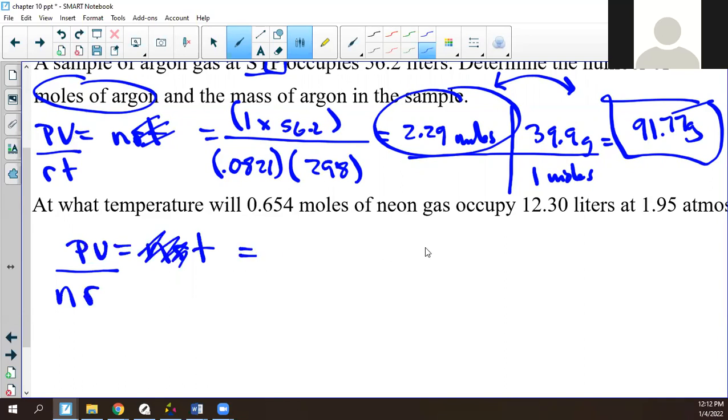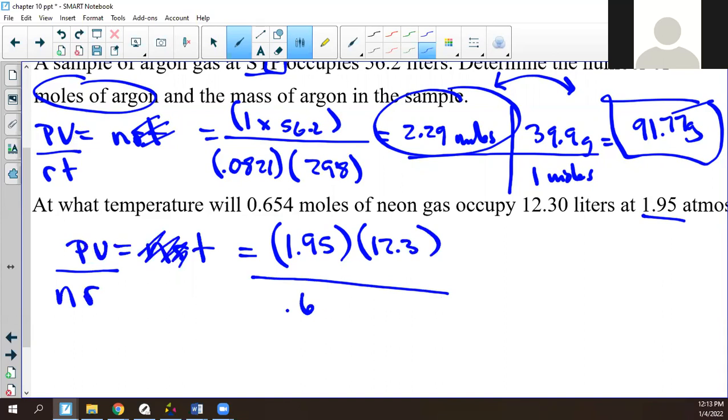So let's just plug it in. Does it say STP? No. So what's the pressure? 1.95 atmospheres. What's the volume? What's n? And what's R? And I end up with some number, probably big. It's like 4.4. I got 4.46. That's what I wrote.